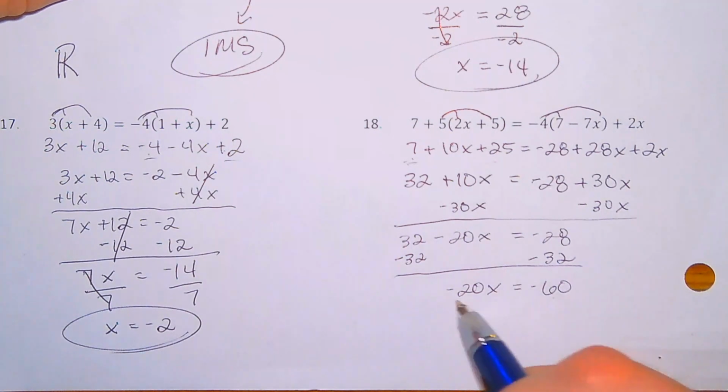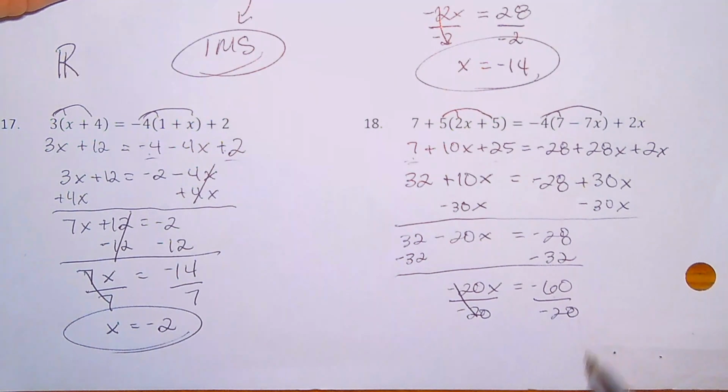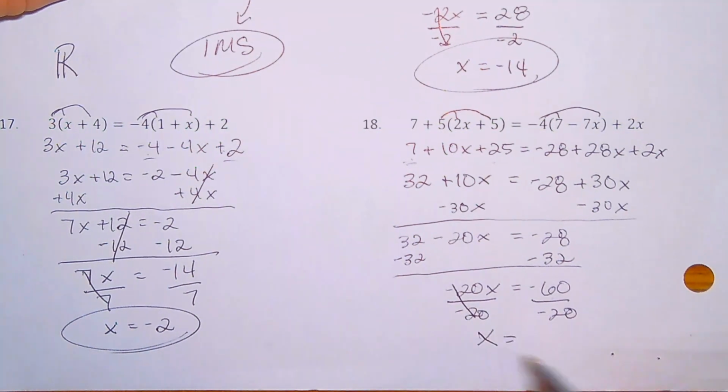From there, divide off the negative 20. That goes. Okay, we're left with x equals negative 60 divided by negative 20 is just 3. Your zeros cancel, and you got negative 6 divided by negative 2, which is 3.